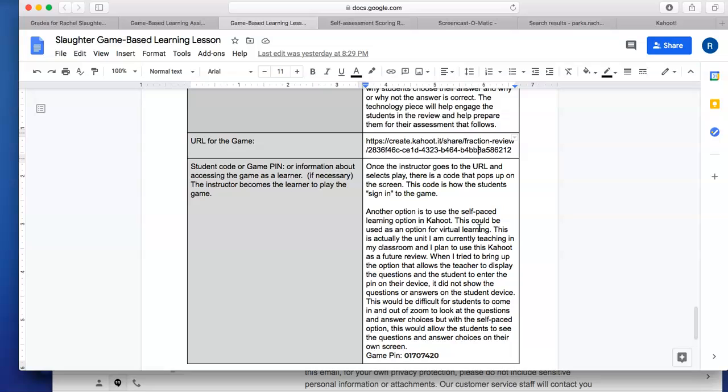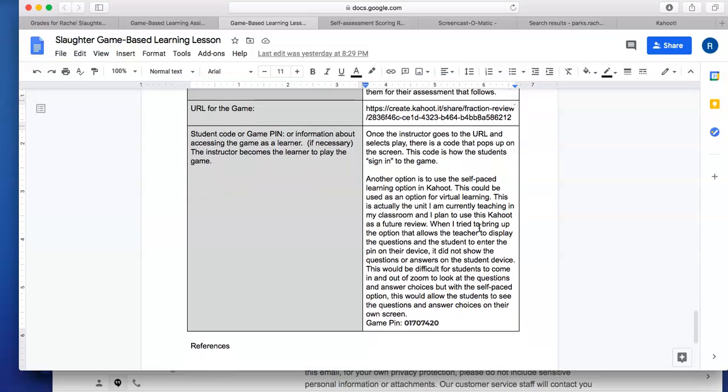If I were to do this in the classroom, and it weren't virtual, then once the instructor goes to the URL and selects play, there is a code that pops up on the screen. The code is how the students sign into the game. So basically students just need to type in Kahoot in their search bar, and then they type in the PIN.